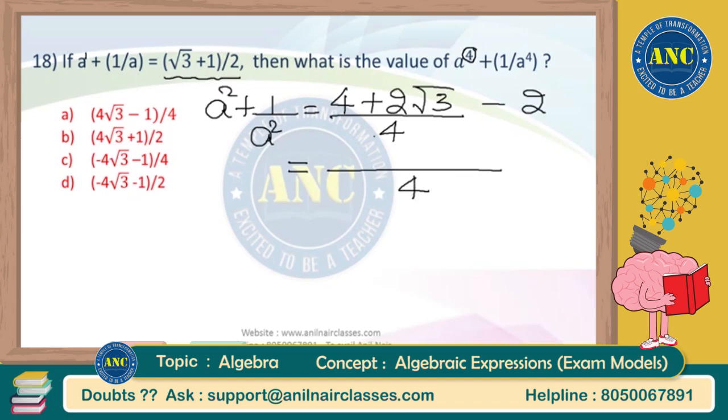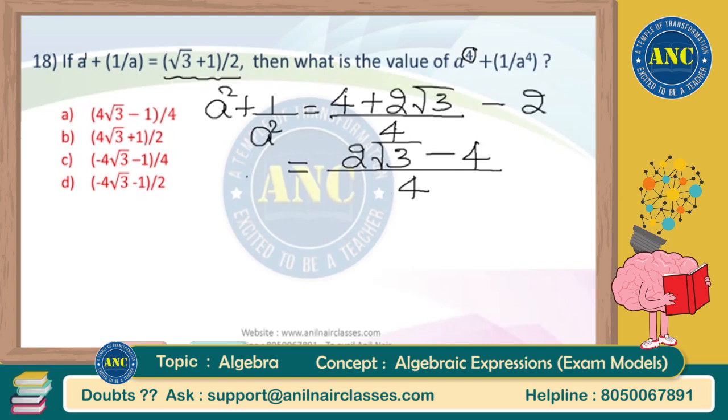LCM for this is 4. This is 4 into minus 2 is minus 8. 4 minus 8 is minus 4. Right? All those simplifications, let us do it. So this will become 2 root 3 minus 4. Now again take this value, square it, and then again subtract from 2. That's all. You will get a power 4 plus 1 by a power 4.